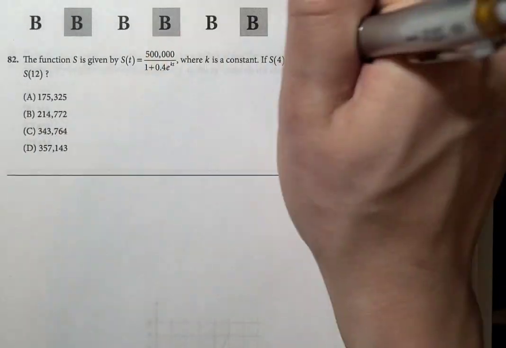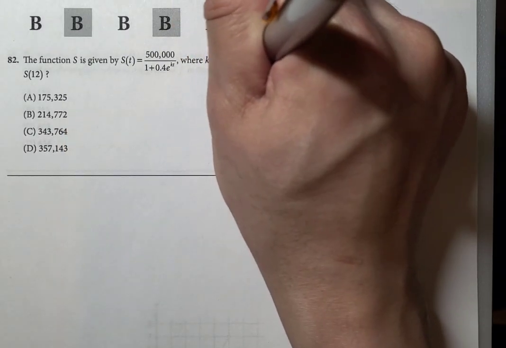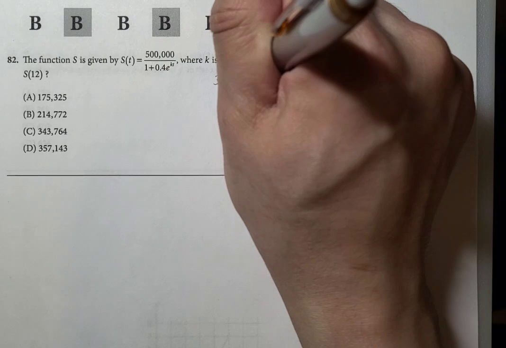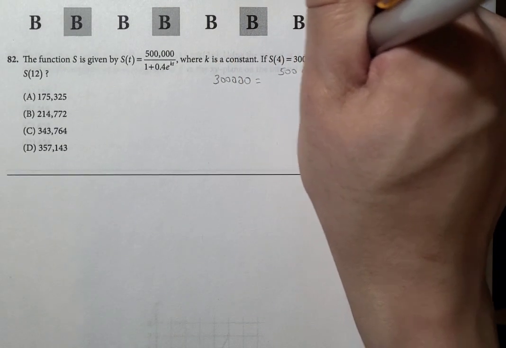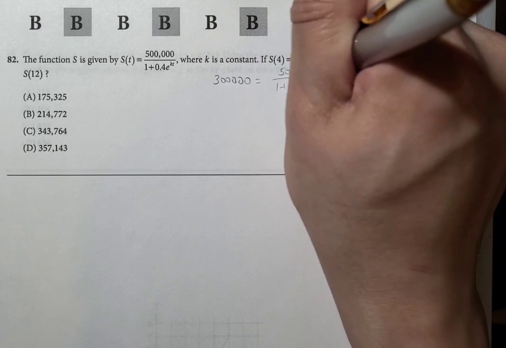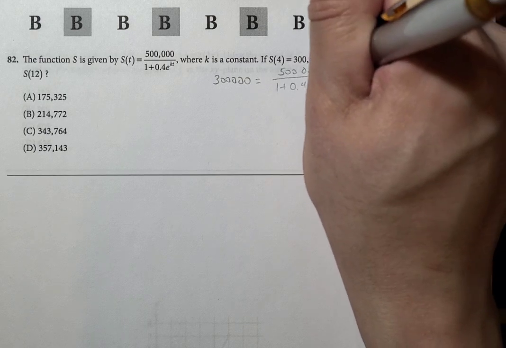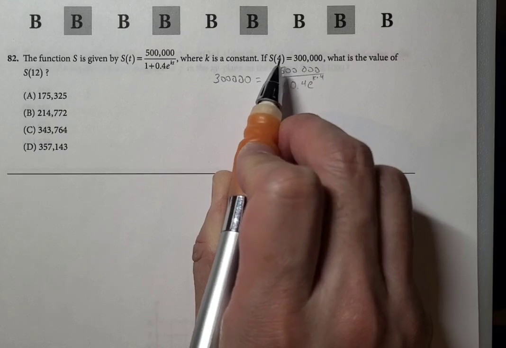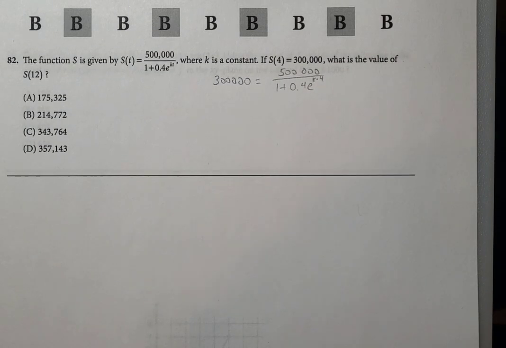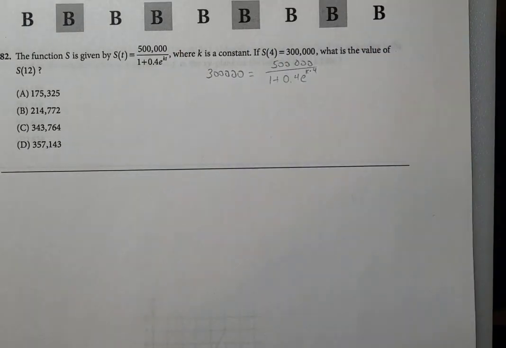Well, we have this, so we can say s of 4, which is 300,000. So I'm just going to write 300,000. One more zero, right? Okay, 300,000 is 500,000 over 1 plus 0.4 e to the k times t is 4, because that is our 4 here, s of 4, so t is 4. Okay, so you could probably just use the calculator to find points of intersection and all that, but I'll show you how to do it by hand also. So by hand, but then we'll still need a calculator.